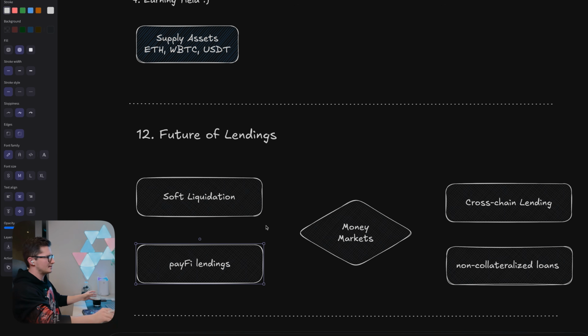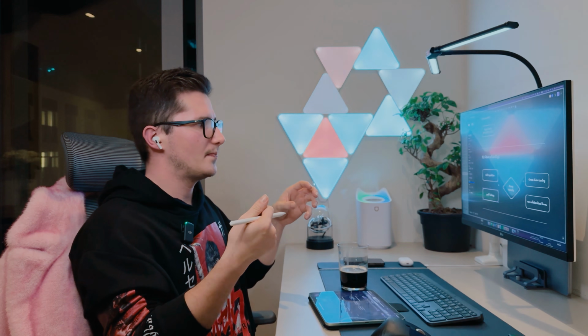And then PayFi lendings. PayFi is like DeFi, but PayFi. So how is it going to work? You will have your credit card, and you're going to be able to pay in a restaurant. And under the hood, there's going to be the lending protocol with your supplied assets, with your collateral and your borrowed assets. So you will pay, and at the same time, the position inside of the lending protocol will be updated.